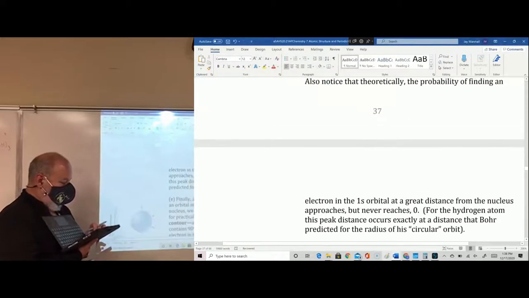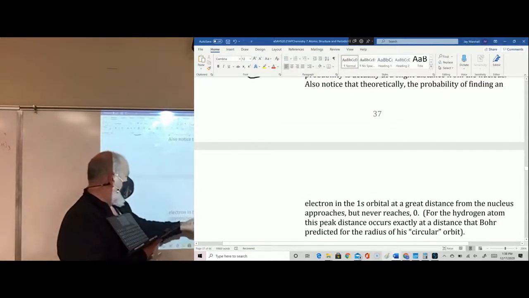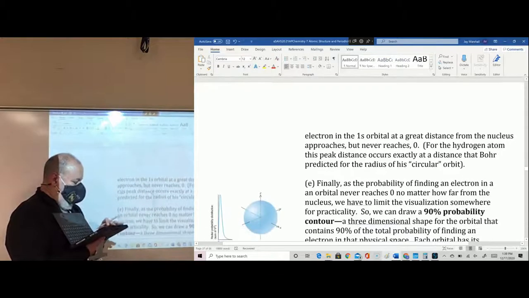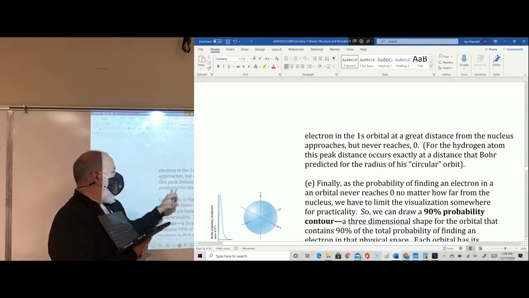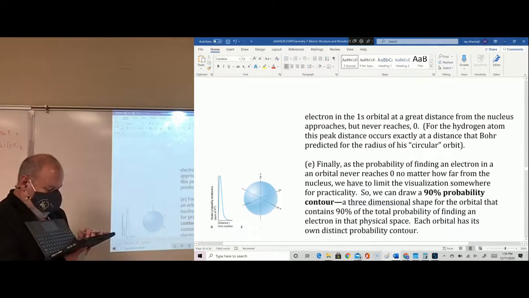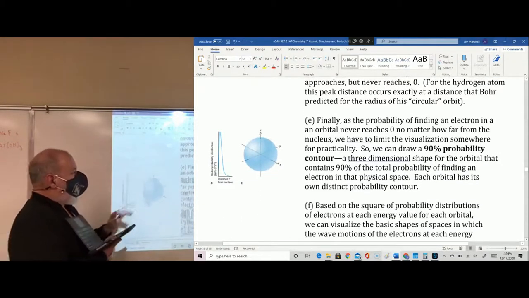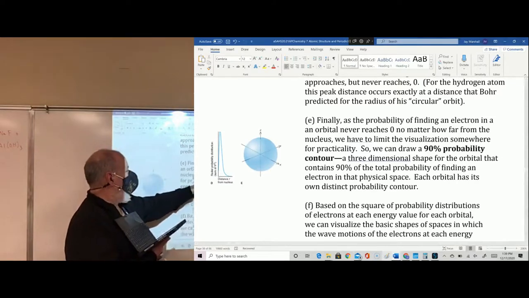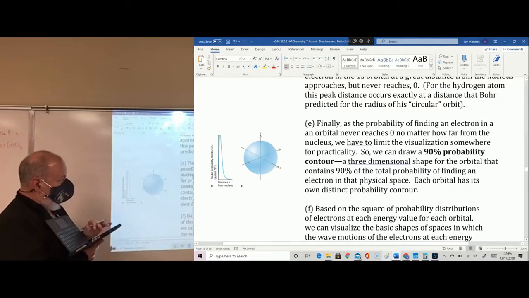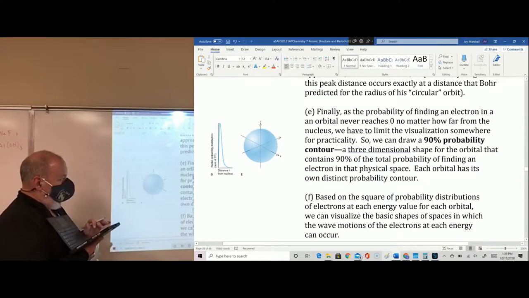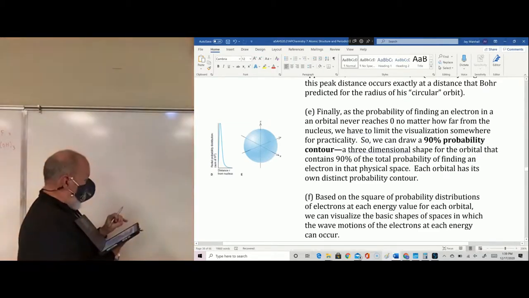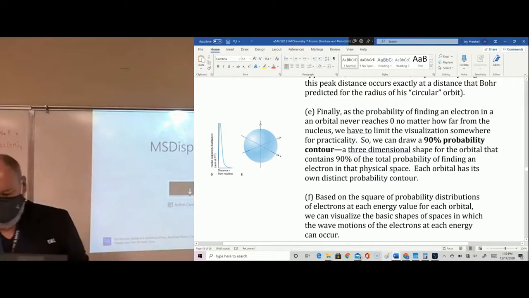Okay, so we said also notice that theoretically the probability of finding an electron in the 1s orbital at a great distance from the nucleus approaches but never reaches zero. For hydrogen, the peak distance occurs exactly at a distance that Bohr predicted for the radius of his circular orbit. And then finally, the probability of finding an electron in a low orbital never reaches zero, no matter how far away it is, so we limit the size of the visualization somewhere for practicality. Okay, let's stop there anyway.